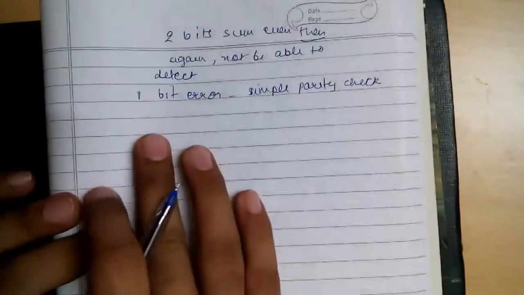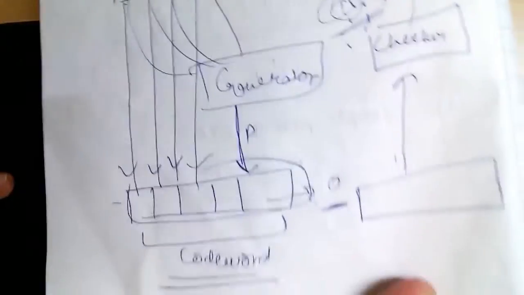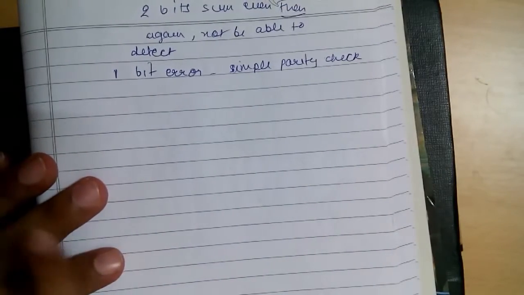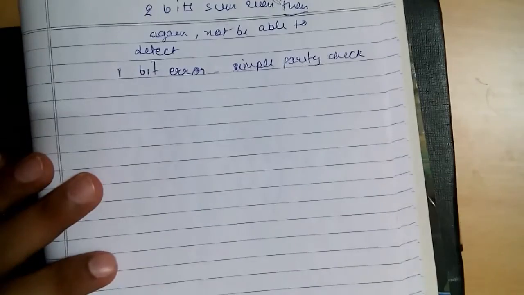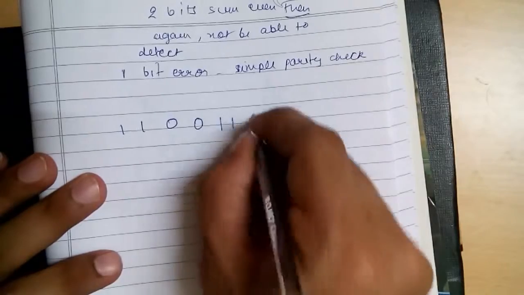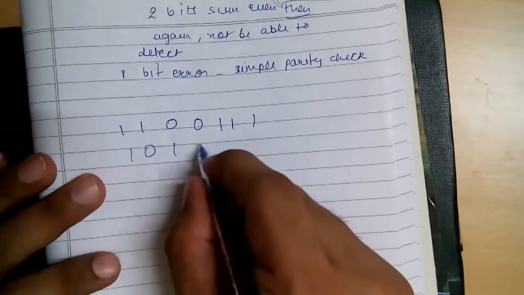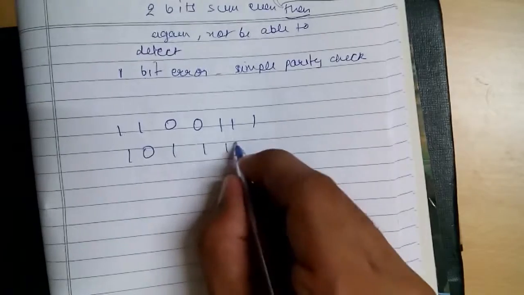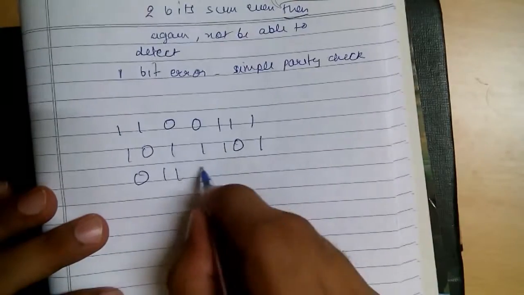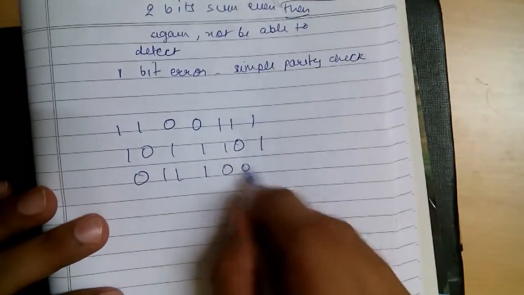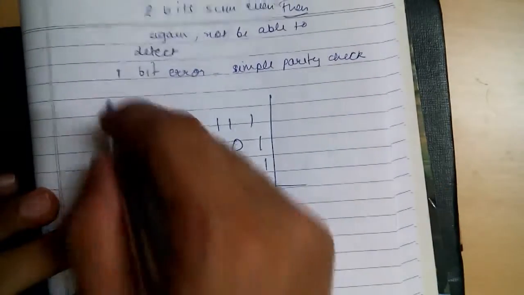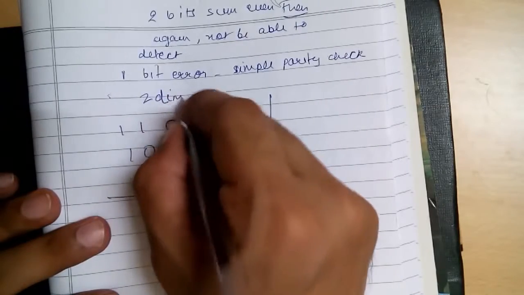As I said before, the more the merrier. So we can think of using a 2D table, like generating parity in 2 dimensions. Let's say we have 1 1 0 0 1 1 1 1 0 1, 1 1 0 1, 0 1 1 1 0 0 1, or whatever. Like this, we are using 2-dimensional parity check.